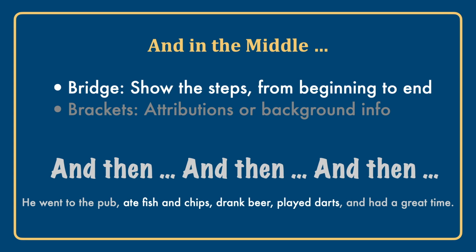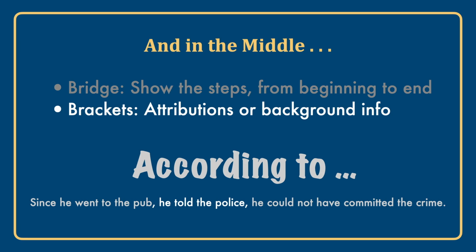So you're just giving all the steps that get you from the beginning to the end. It's a sequence of moments. Also in the middle, you can use brackets, or attributions or background information. According to this, background information gives you additional information that you might not need to know, but is oftentimes very useful to have anyway.